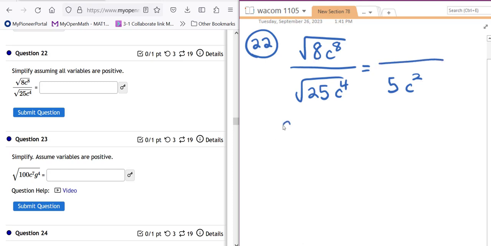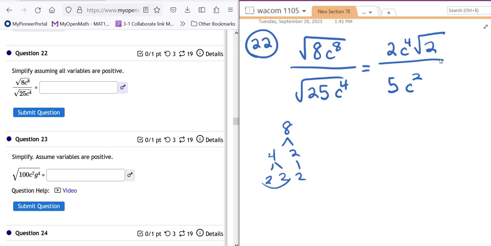For your 8, 8 gives us 4 times 2, and 4 is a perfect square. So we're going to be able to take a 2 outside for the radical. For the c to the 8, divide by the index. 2 will go into 8 4 times. So c to the 4th goes outside, no remainder, so there's no c's left. Now, you did have a factor left from the 8 itself. So a 2. And when you start entering that, start with the fraction button.